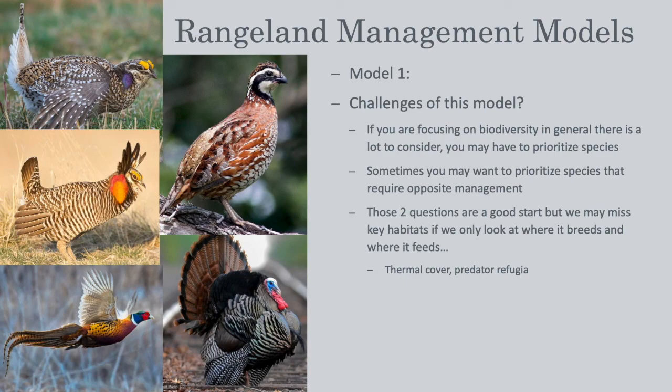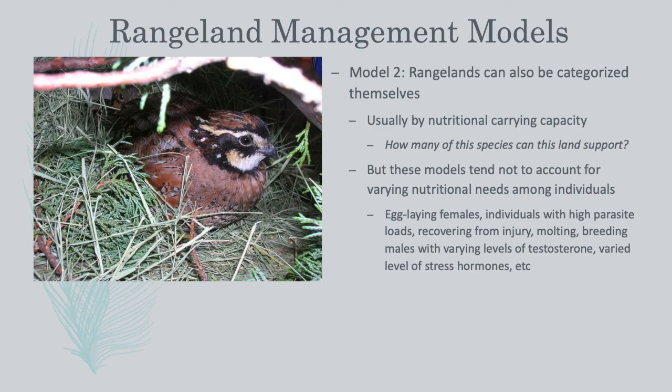So let's look at a second model. And this second model, instead of kind of categorizing the wildlife, we're actually categorizing the rangeland, usually by their nutritional carrying capacity. So we're asking this question of how many of the species can this land support? And then we aim to manipulate that number up or down as we outline our goals.